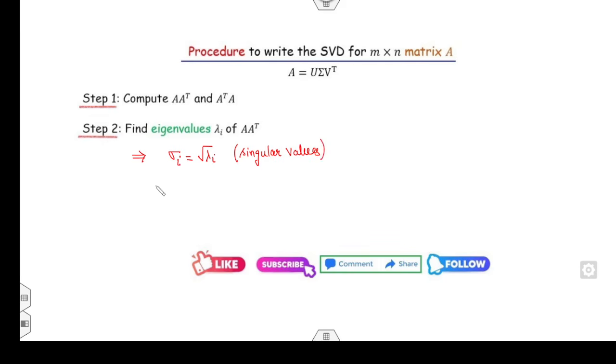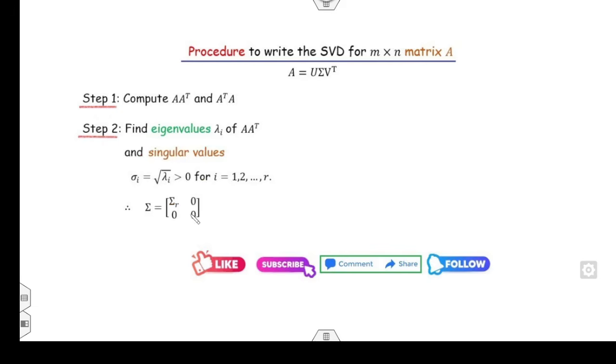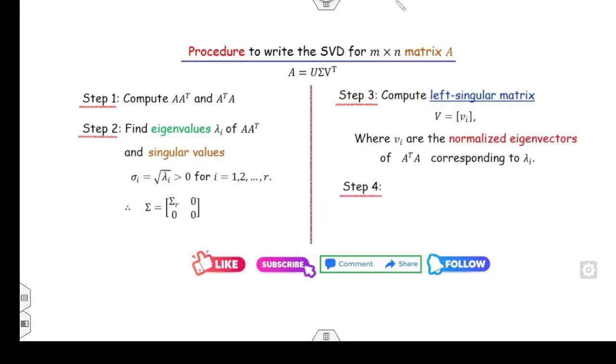Once we know the sigma values, then we can first find the value of sigma, which is defined as sigma 1, sigma 2, all are my diagonal values, rest values are 0. Then we can write sigma as a collection of all those sigmas in the diagonal, rest values are 0. Step number 3, we can compute the values of V. V is also known as the right singular matrix. And how can you compute it? By using the eigenvectors of A transpose A.